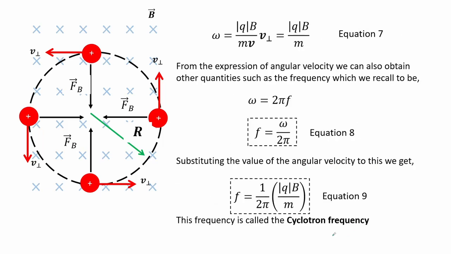From the expression of angular velocity we can also obtain other quantities such as the frequency, which is given in equation 8. Substituting the value of the angular velocity to this, we get equation 9. This frequency is called the cyclotron frequency.